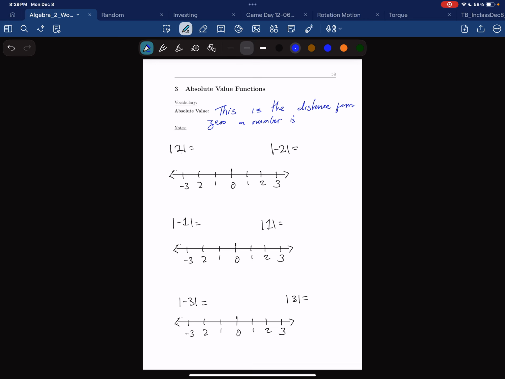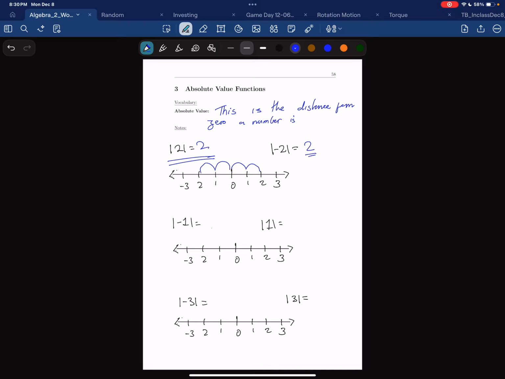So, what's the absolute value of 2? Well, we look at our number line and go 1, 2. So that's 2, right? The absolute value of 2 is 2. What's the absolute value of negative 2? We go again, 1, 2, distance from 0. Absolute value is, oops, I put negative. It's just regular 2, right?